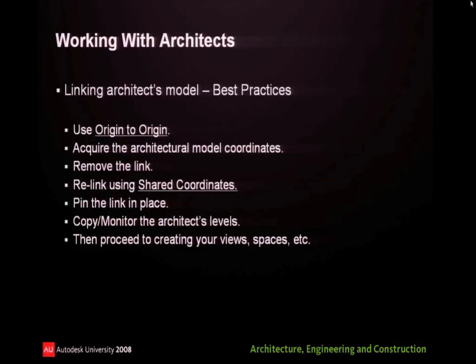I wanted to share with you what our best practice is for linking the architect's model. I can't pretend to know how we got to this point, but this seems to be the most stable way that we link the model. Linking origin to origin first, acquiring the coordinates, then dismissing the link, relinking with shared coordinates, then pin it. And then we go on to copy the levels, make views, make spaces, etc., and map the phases.